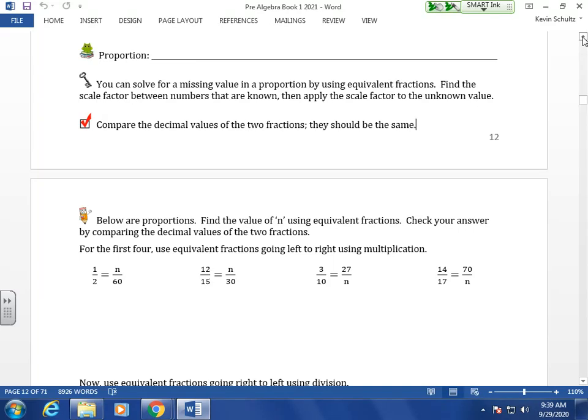So a proportion, for our purposes today, is essentially two equivalent fractions. Two equivalent fractions. So in the above page, when we had 3/7 and we multiplied each number by 2 and got 6/14, that's a proportion. 3/7 equals 6/14 is a proportion. They are two equivalent fractions.